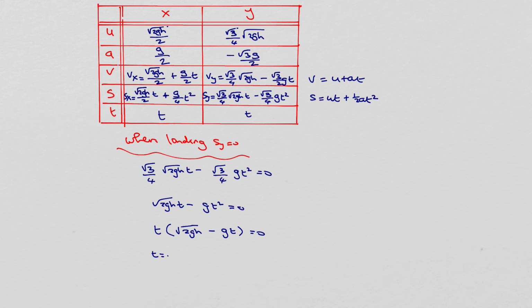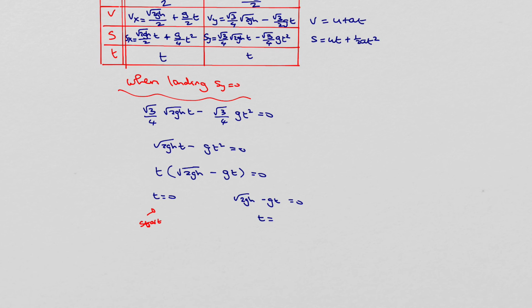And therefore I can say, well, t is equal to 0, and that's clearly at the start, because at the start the ball is just after bouncing off the surface, so sitting on the surface. And then if I let root 2gh minus gt equal 0, well, that gives me my time of flight is equal to the square root of 2gh over g. So now I have the time of flight. I can work out then, well, what is my range by subbing in for t.